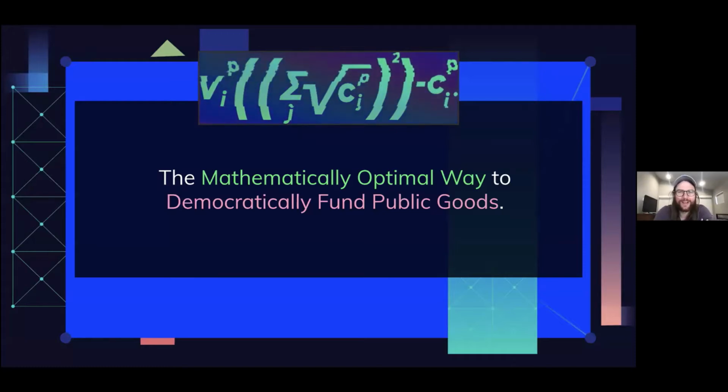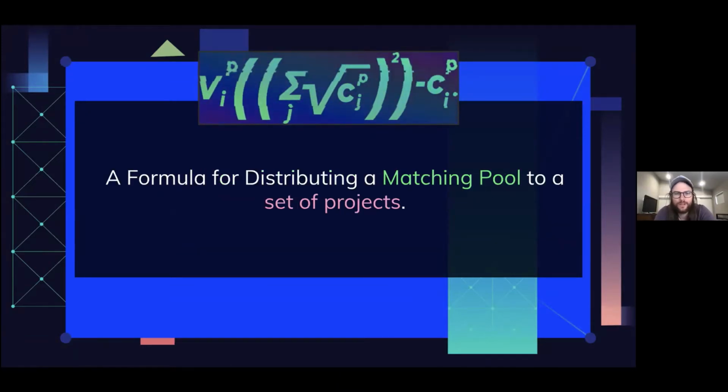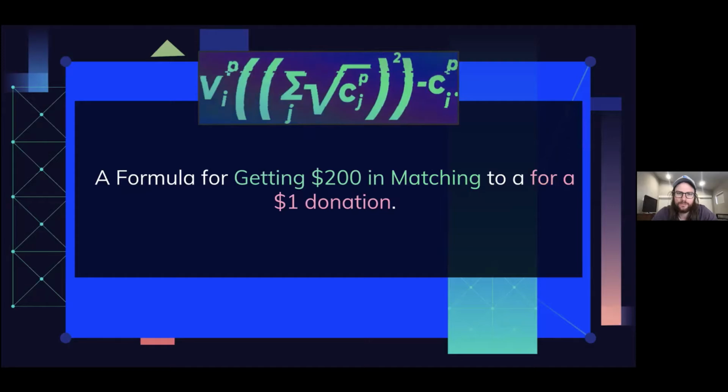Basically, quadratic funding is a math formula. There it is, end of presentation. This is the formula. This is what quadratic funding is. I'm just kidding. Quadratic funding is a formula, and if you're not into reading Greek symbols, it's the mathematically optimal way to fund public goods in a democratic community. Mathematically optimal means the best way to democratically fund public goods, to optimize for the preferences of the poor and the many, as opposed to the rich and the few. It is a formula for distributing a matching pool to a set of projects.